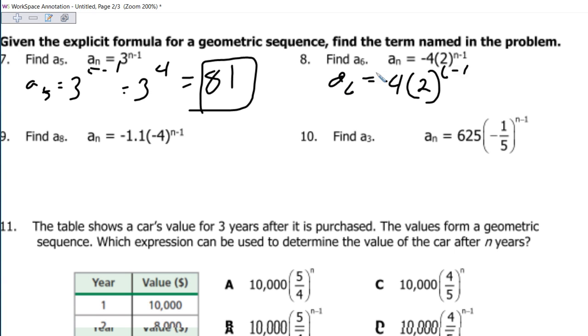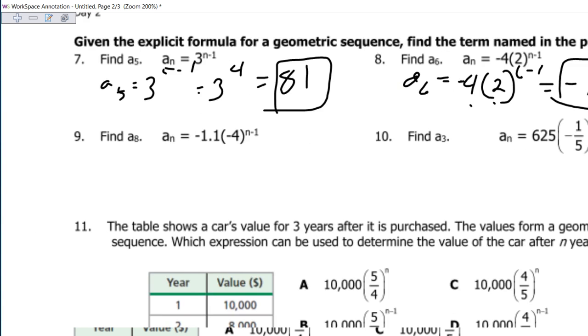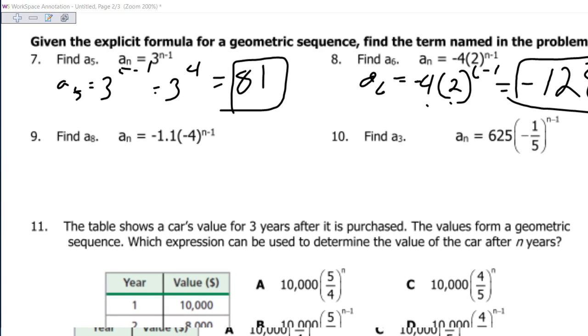2 raised to the 6 minus 1, which is 5. So 2 raised to the 5th. That's 2, 4, 8, 16, 32. 32 times 4 is 128. So negative 128. And there it is. Alright.